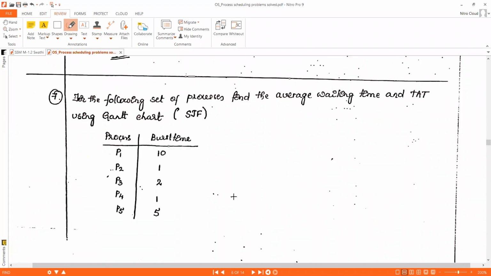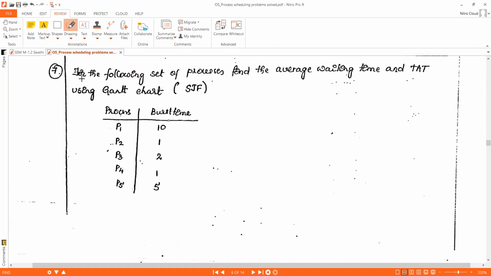Okay, we'll see another problem. For the following set of processes, find the average waiting time and turnaround time using the Gantt chart of shortest job first algorithm. Okay, here they didn't mention to solve the problem using preemptive shortest job first algorithm. If they don't mention it as a preemptive shortest job first algorithm, we will assume that it is a non preemptive shortest job first algorithm. Okay, we need to follow here non preemptive shortest job first algorithm.